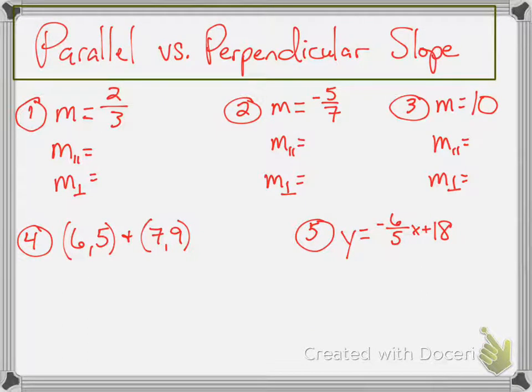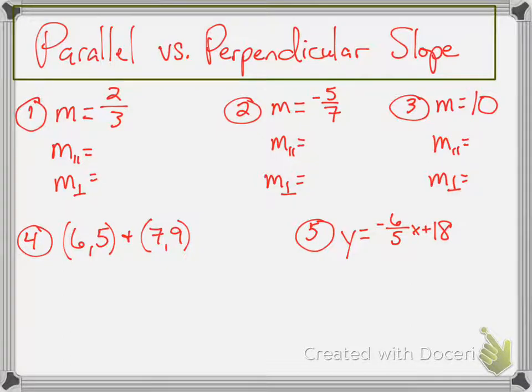Let's talk about slope as it relates to finding parallel versus perpendicular. So, we know by this point, if you have parallel lines, that means they're running the same direction, they don't touch. What that ultimately means is the slope has to be the same.